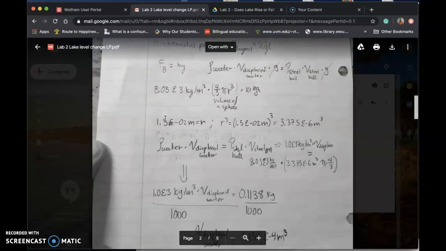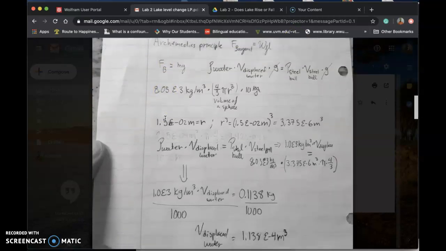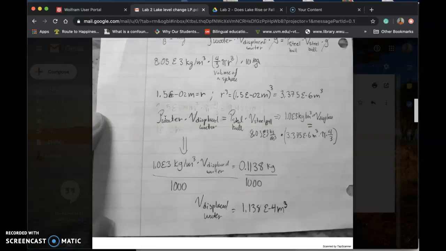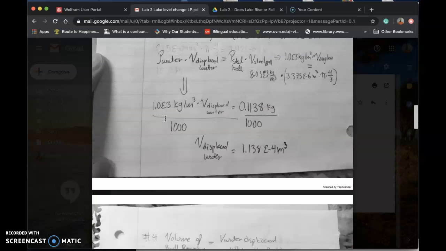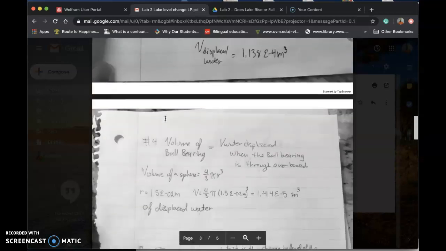Afterwards, we take the density of water times the volume displaced, which is equal to the density of steel times the volume of the steel ball. Once we do those calculations, we end up with a volume of water displaced of 1.138 E minus 4 meters cubed. But then we find out that the volume of the ball bearing is the same as the volume of water displaced when the ball bearing is thrown overboard.